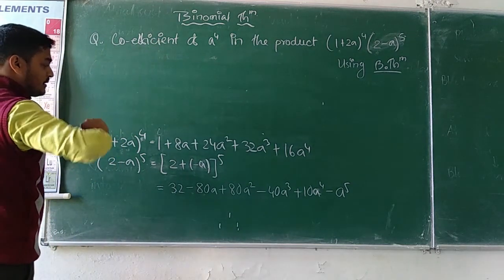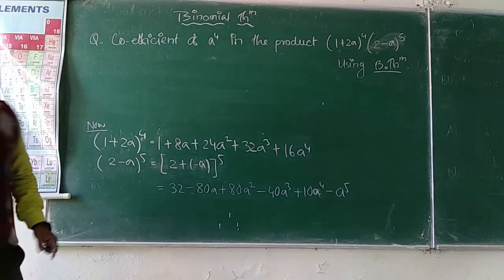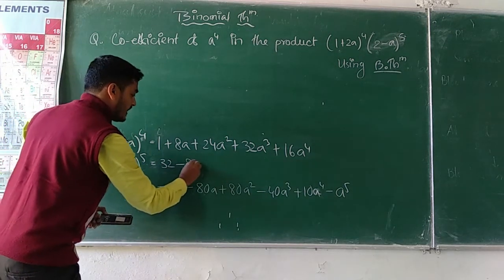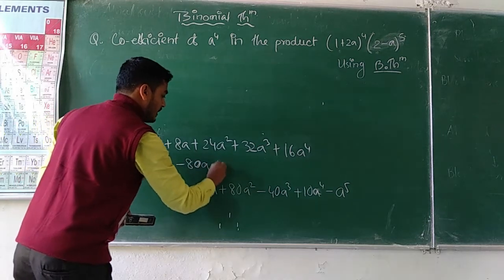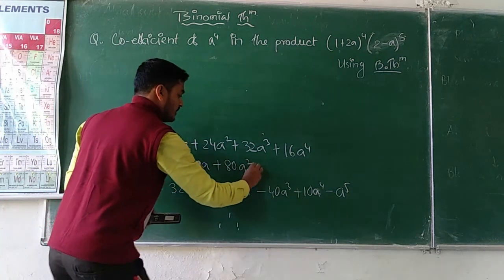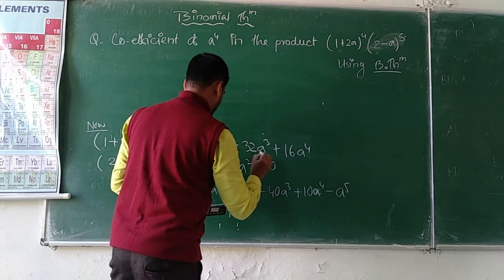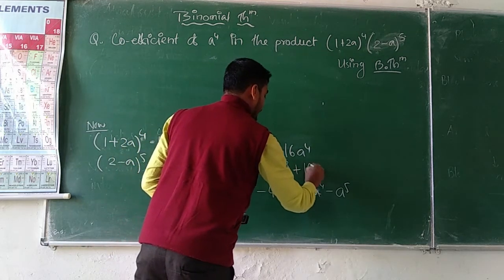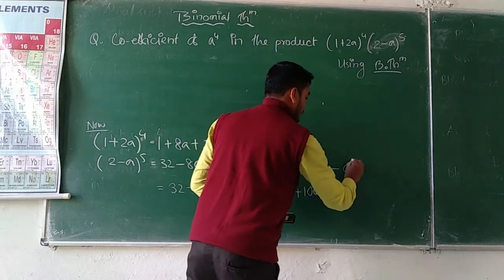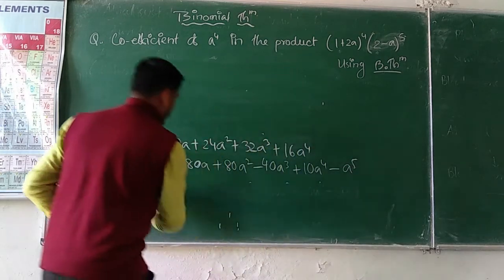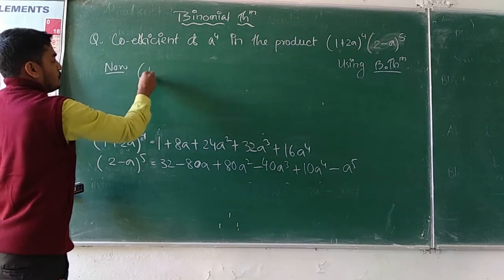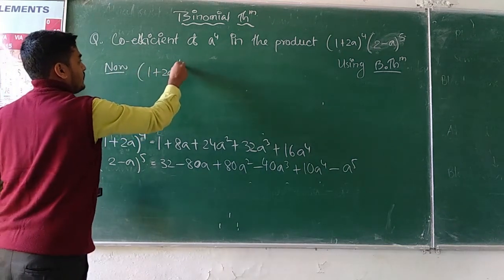Now what you have to do, so now I'm going to write down in a systematic way. Term 2: 32 minus 80a plus 80a square minus 40a cube plus 10a to the power 4 minus a to the power 5. Okay, now listen. Now what you have to do, 1 plus twice a whole to the power 4 should be multiplied with 2 minus a whole to the power 5.